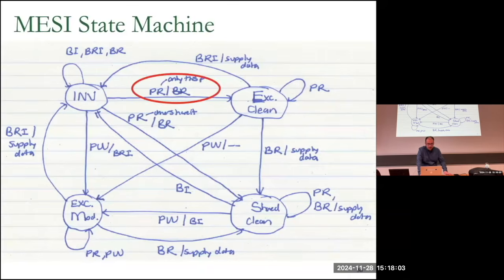Okay, you can see here. You're in an invalid state and you need to read data. You send a processor read, and if only this processor has data, you go to the exclusive clean state. But from invalid, if you send a processor read and others also have this data, you go to the shared clean state. Now we have two different states, exclusive clean and shared clean. The good thing is that now you can silently go from exclusive clean to exclusive modified state. Clear?